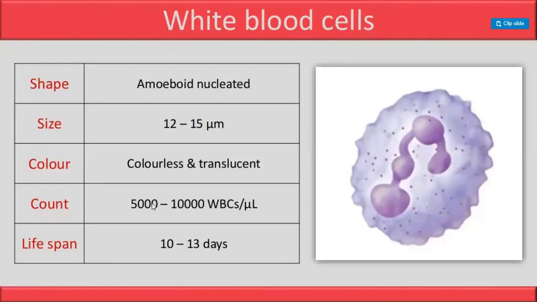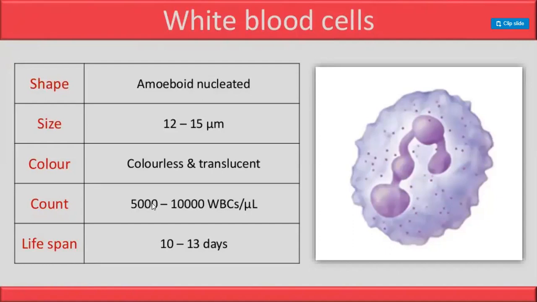So it means that we have more red blood cells in our body than white blood cells. And from what we said, the white blood cells are bigger, are larger in size. In terms of the lifespan of the white blood cells, it is 10 to 13 days. So they have a shorter lifespan also when compared to the red blood cells. We said the red blood cells would live up to 120 days, but the white blood cells do not live that long.